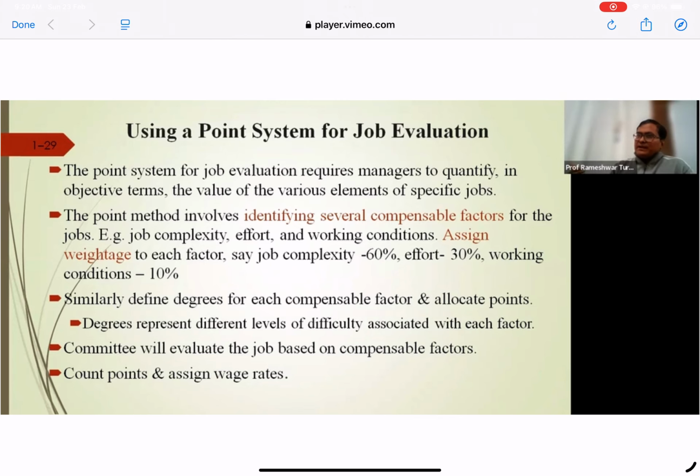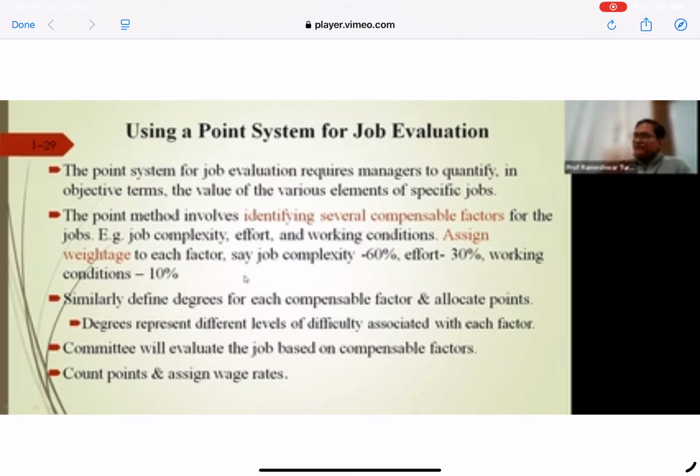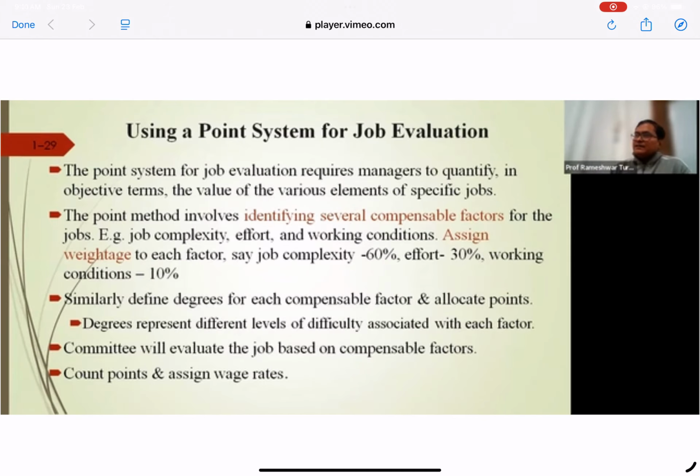Calculate job complexity for 100 marks, effort for 100 marks, and working condition, how much that job is getting. Multiplied by 0.6, 0.3, 0.1 respectively, calculate the marks. Finally, you will get some number out of 100. And that number you compute as points and assign wages. You say 1,000 rupees, basically. Suppose 36 points, 36,000. 80 points, 80,000. That's the point evaluation job evaluation method. We have seen this in the last class.